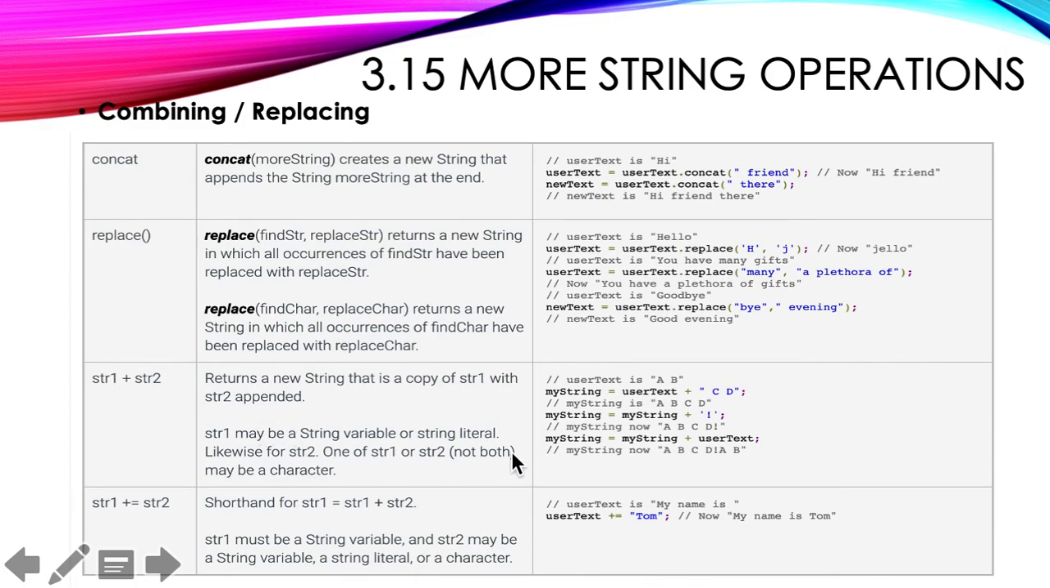Next we have string plus string. This is basically combining two strings, so A, B, so you type the user text plus C and D, so A, B, C, D. And here we have string plus equal to string 2, so user text plus equal to Tom. You type in "my name is", this is already user text, so user text plus equal to Tom is basically user text plus Tom, or you bring the Tom here. So my name is Tom.